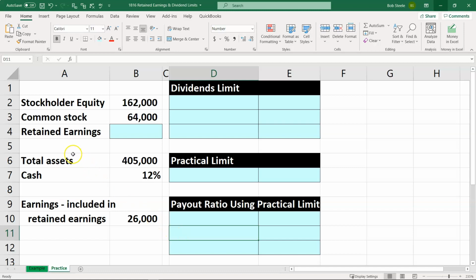limit. Information on the left says we have the stockholders' equity at 162,000, and then the common stock at 64,000. We'll figure the retained earnings. That'll be our first calculation. Total assets are 405,000. Cash, we're going to say, is 12% of it. And then the earnings included in the retained earnings, so the earnings for the year, in essence net income, being the 26,000.